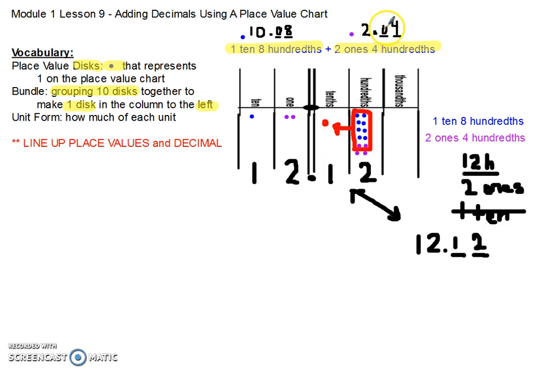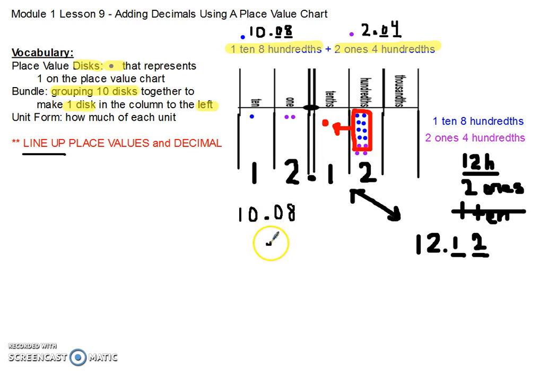And then I have an empty space, so I put in a 0. Now I'm going to take these two numbers and make sure that I line up my place values. So I have a 1 in the tens, a 0 in the ones, I have my decimal, a 0 in the tenths, and an 8 in the hundredths.